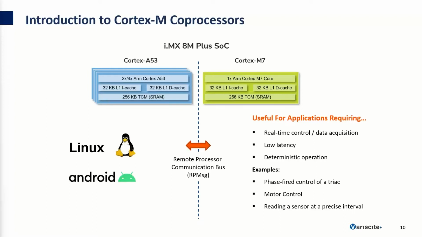It's possible to communicate between Linux and the Cortex-M7 by using the remote processor communication bus, or RPMsg. RPMsg is a VirtIO-based messaging bus, which allows kernel drivers to provide shared memory and communication with remote processors available on the system. To summarize, Linux and Android have some limitations for real-time applications. So the Cortex-M7 on the 8M Plus allows you to offload real-time control or processing to a dedicated processor.